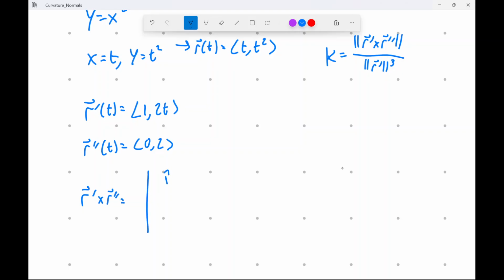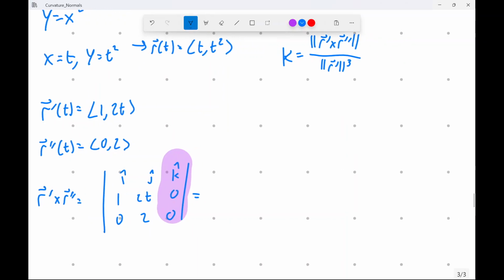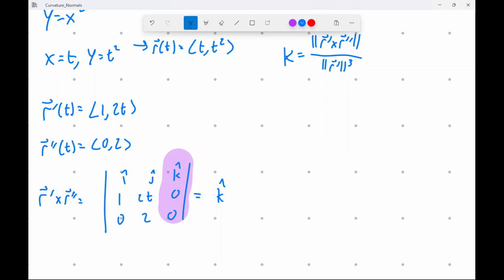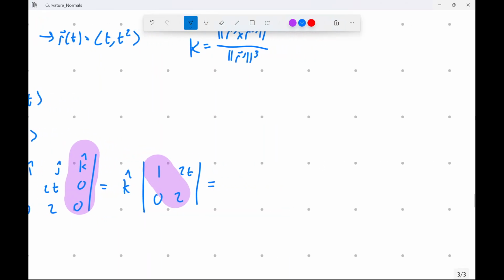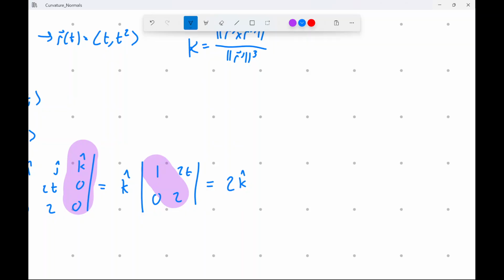Let's set up i, j, k, 1, 2t, 0, 2. And since there's no z component, we can just assume it's 0. Okay, I'm going to do cofactor expansion on this column. So it'll give me k hat times the determinant of 1, 0, 2t, and 2. And since this is an upper triangular matrix, the determinant is just the product of the diagonals. So that's 2k hat.